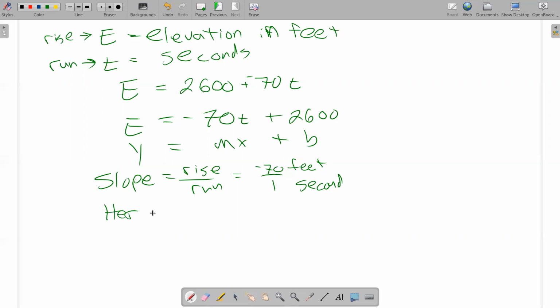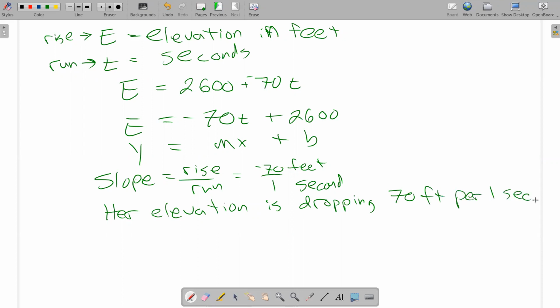If it's a woman, her elevation is dropping or decreasing, whatever word you like there, 70 feet per 1 second. And so then your job is to fill in the blanks to describe what that means again. So I'm interpreting the slope here in that sense.